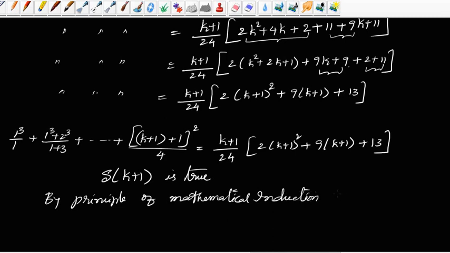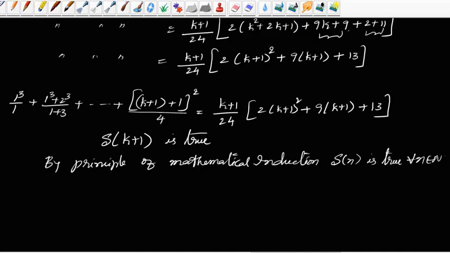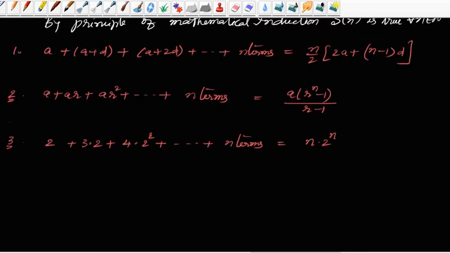The statement s of n is true for all n belongs to N. Okay, in the same procedure I have given some problems. Please do them. Dear student, I have given these problems as practice problems.